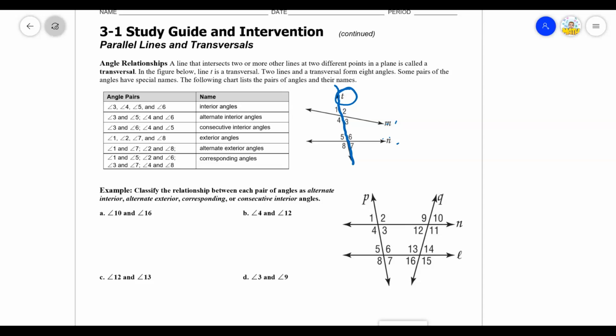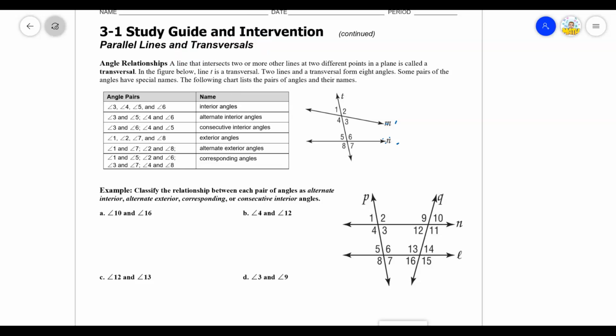But a line that crosses both of the other two lines, we call that a transversal. Okay, transverse, trans means to cross. So just think of it that way. This line crosses both of those. It goes from one to the next. It's sort of the toothpick in the sandwich.